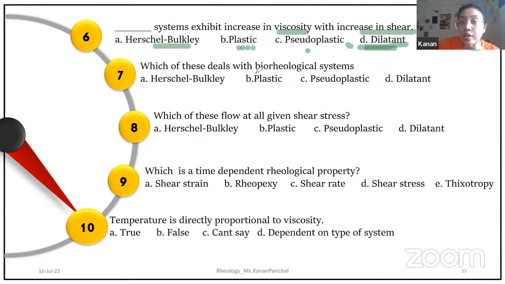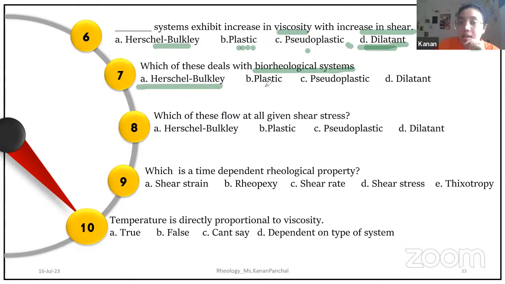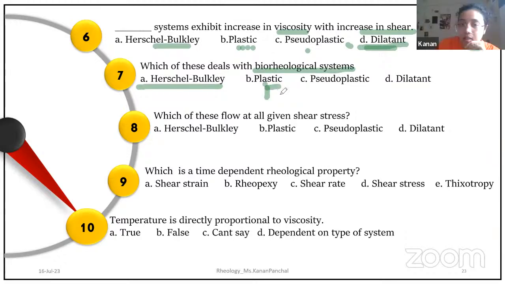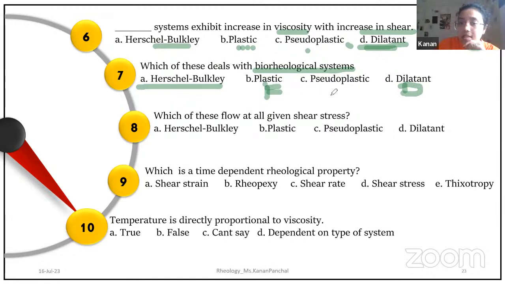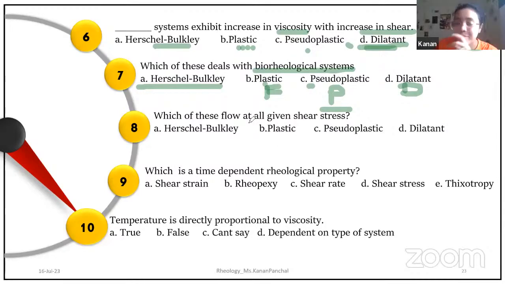Which of these deals with biorheological systems? A. A. Herschel-Bulkley. What about the plastic system? Concentrated flocculated suspension. Flocculated. Correct. Dilatant? Deflocculated. D for dilatant, D for deflocculated. And pseudoplastics are your macromolecules, your long chain polymers. P for polymers, P for pseudoplastic. Easy? Yes, ma'am. This is how you try and remember some things, okay?